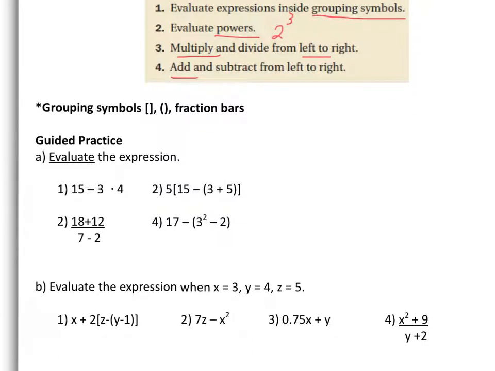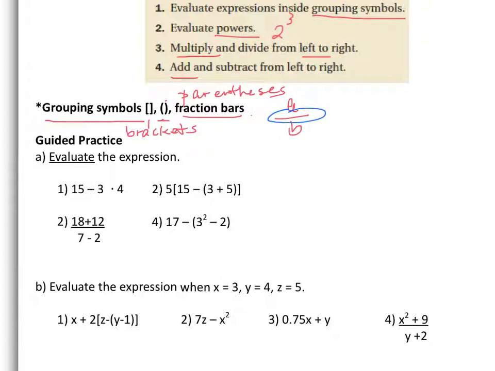And just a quick review. Grouping symbols again may include brackets, parentheses, or fraction bars. For example, A over B. This would be your fraction bar.